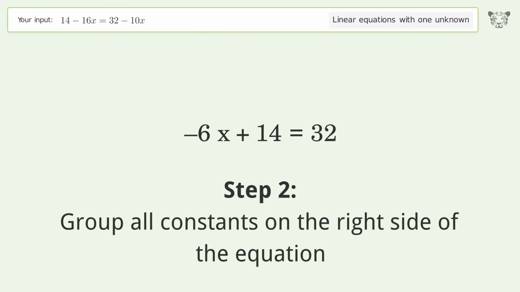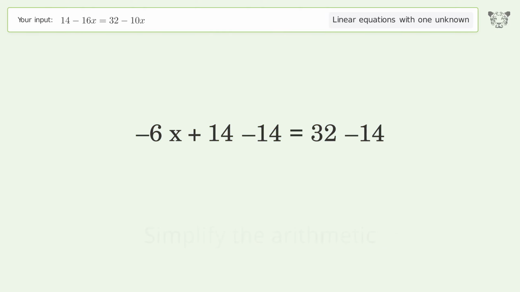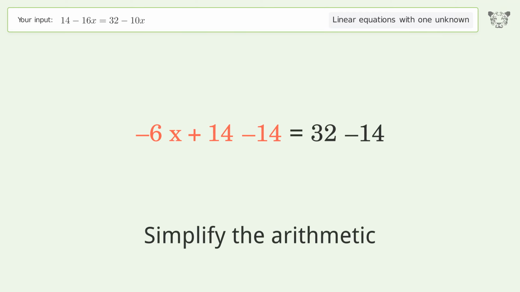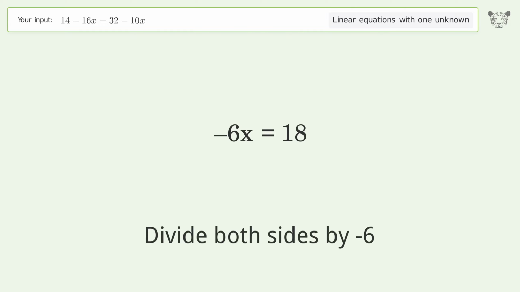Group all constants on the right side of the equation. Subtract 14 from both sides. Simplify the arithmetic. Isolate the x. Divide both sides by -6.